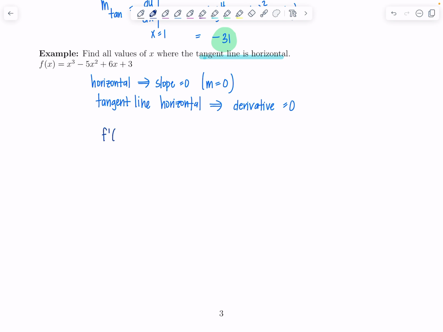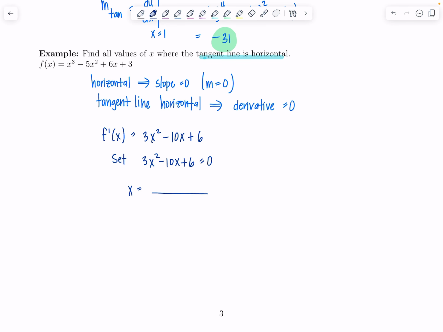f prime of x is going to be 3x squared minus 10x plus 6. This is the derivative. I want to know everywhere that this is equal to 0. I want to find all x's such that 3x squared minus 10x plus 6 is equal to 0. So I'm setting the derivative equal to 0. Is it going to factor? No, I'm so sorry. So it's time to bust out the quadratic formula.